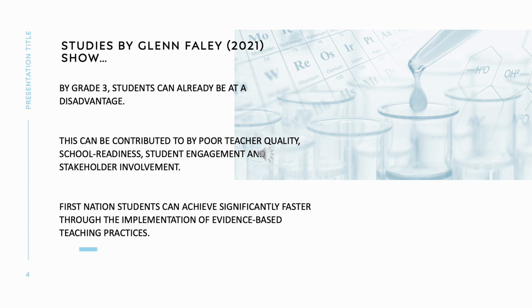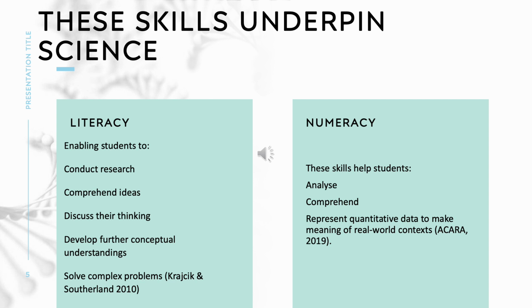It is further highlighted that educationally disadvantaged First Nation students can achieve significantly faster through the implementation of evidence-based teaching practices. Literacy and numeracy achievement is important as these skills underpin the Australian curriculum, meaning that poor literacy and numeracy skills can greatly impact student success across subjects. Literacy skills in biology are essential for students to conduct successful scientific inquiry, which is the basic approach to teaching biology through the Australian curriculum.